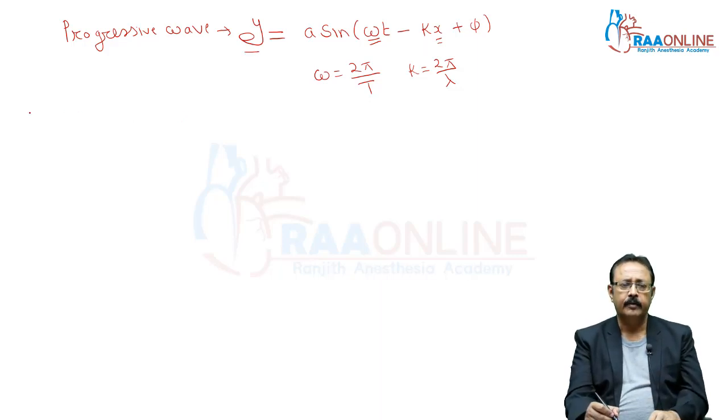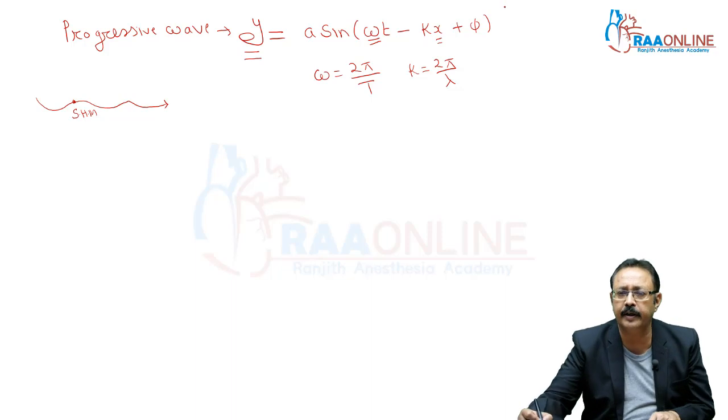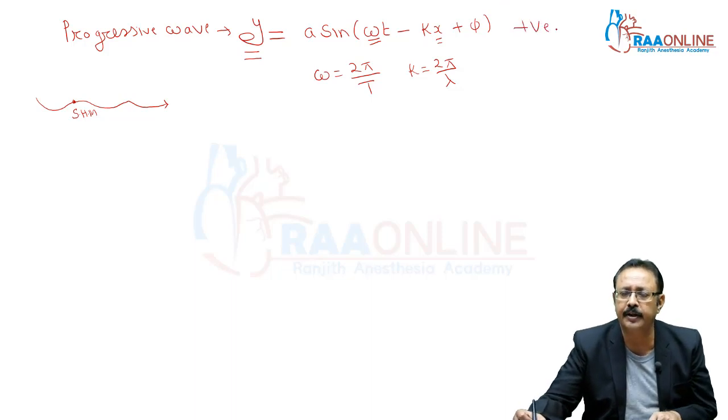We know that when waves are traveling in a medium, particles are performing simple harmonic motion about their mean position. So the displacement of these particles is denoted by y, and the displacement of the wave is x. Minus kx means the wave is moving in the positive direction of the x-axis.